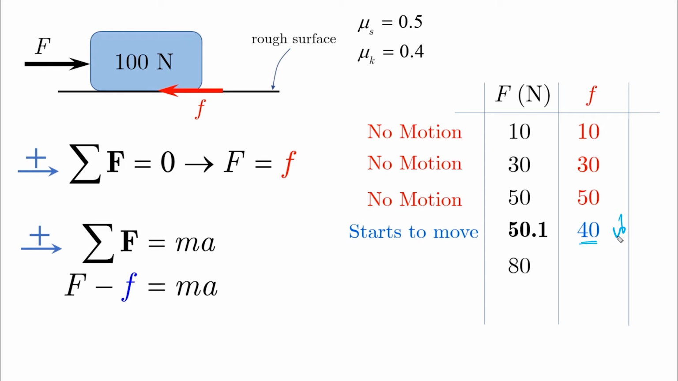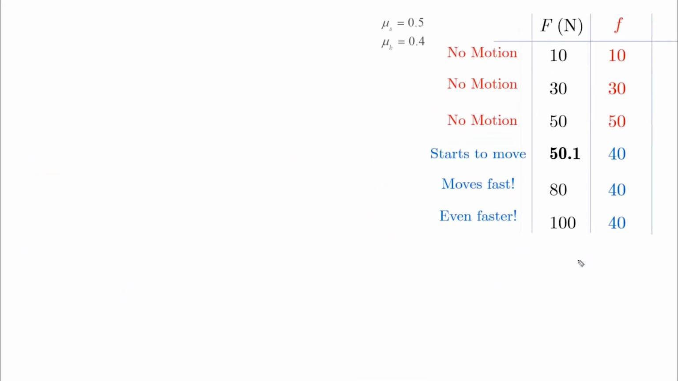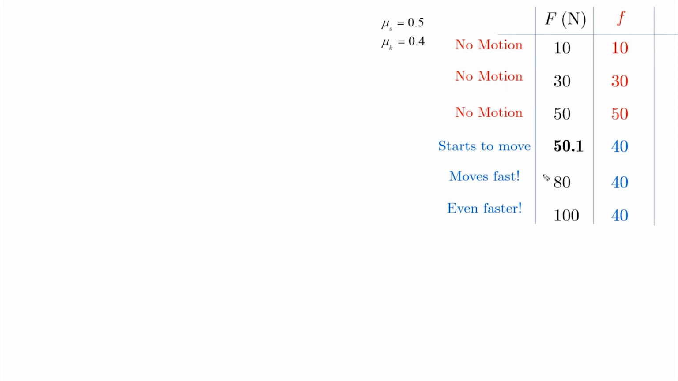And when you increased the force applied to 80 newtons and the block moves faster, the friction force is still 40. Even faster, with 100 newtons, you will see that the friction force always has this constant value of 40 newtons. So what happened here that causes the friction force to drop and remain constant? It's time to go behind the scenes to see what exactly and what physically happened.